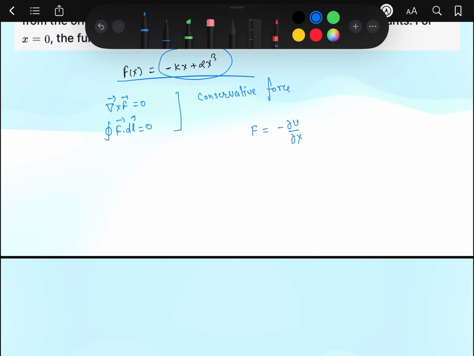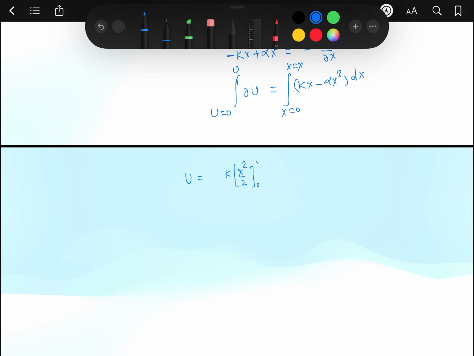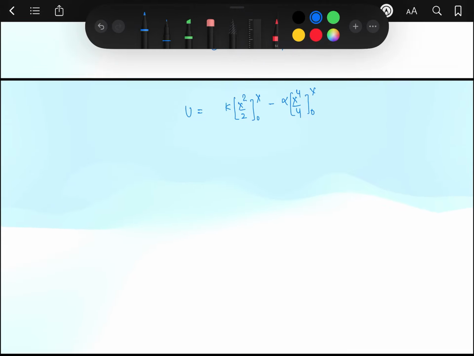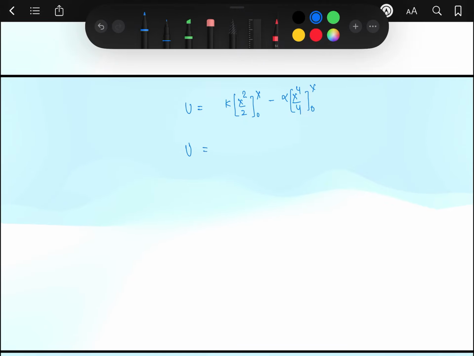So I can write here that U will be equal to, on the right-hand side, the integration of kx dx, which is kx² by 2 with limits from 0 to x, plus the integration of the second term, which is αx⁴ by 4, with limits from 0 to x. So the expression for the potential energy associated with this force I am getting is kx²/2 + αx⁴/4. So this is the expression we are getting.